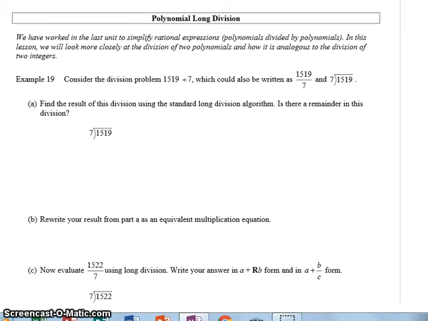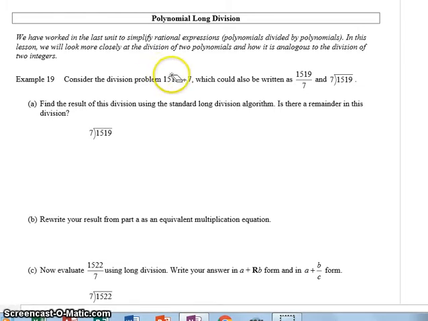This is Unit 7, Day 4. Alright, so today we're doing polynomial long division. It says we've worked in the last unit to simplify rational expressions. Don't forget that your algebraic fractions. In this lesson, we will look more closely at the division of two polynomials and how it is analogous to the division of two integers.